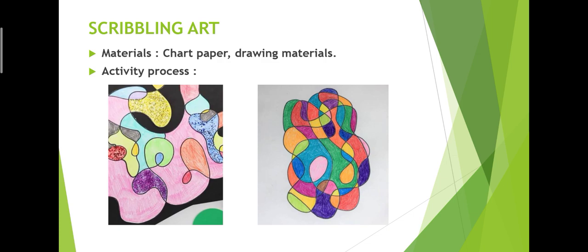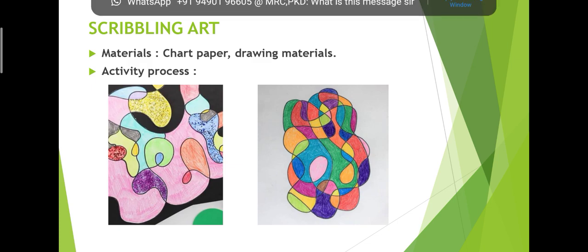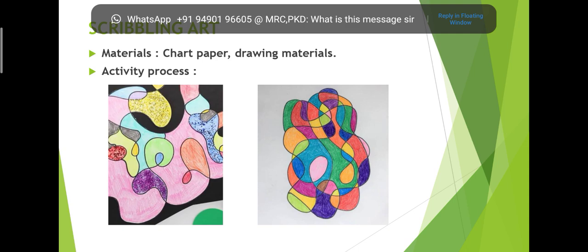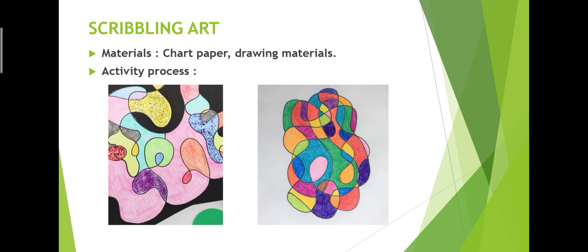Next, scribbling art. Here the materials are chart paper and drawing materials. Activity process: the teacher has to supply some A4 sheets to the children and make them draw lines with free hand, then fill the shapes with different colors. This is the scribbling art.